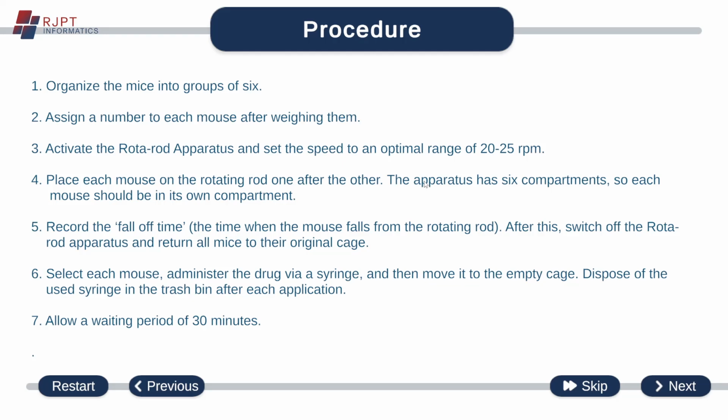Then we have to place each one by one, and then we have to start one by one. Then we have to record the fall time, the time when the mouse falls from the rotating rod. And after this, switch off the Rota-Rod apparatus and return all the mice to the original cage. Then we have to select each mouse and administer via the syringe, and then move it to the empty cage. Dispose of the used syringe in the trash bin after application.